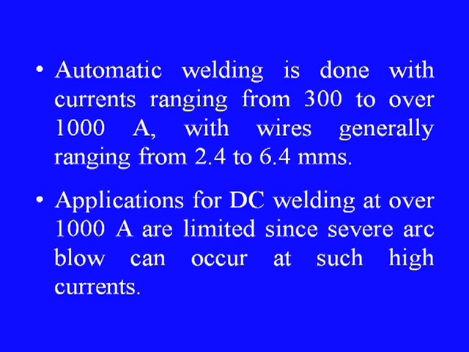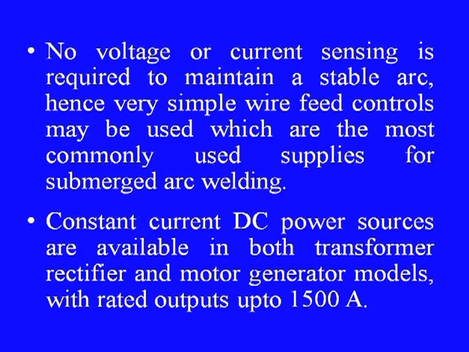Applications for DC welding at over 1000 ampere are limited, since severe arc blow can occur at such high currents. New generation power supplies provide more stable arc and can be maintained at lower current densities. A constant voltage power supply is self-regulating so that it can be used with a constant speed wire feeder. No voltage or current sensing is required to maintain a stable arc. Hence, very simple wire feed controls may be used, which are the most commonly used supplies for submerged arc welding.